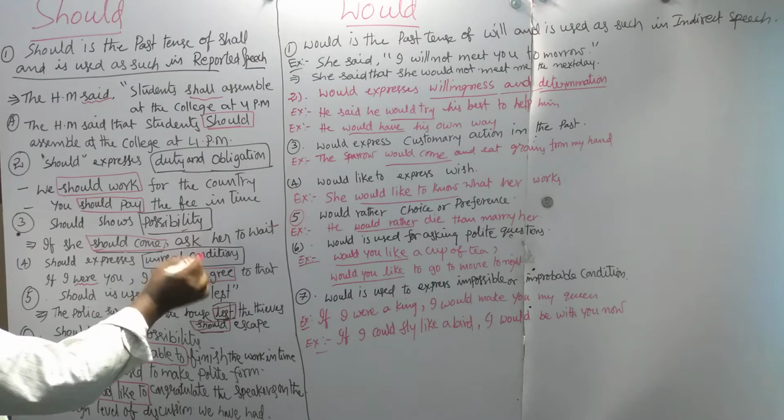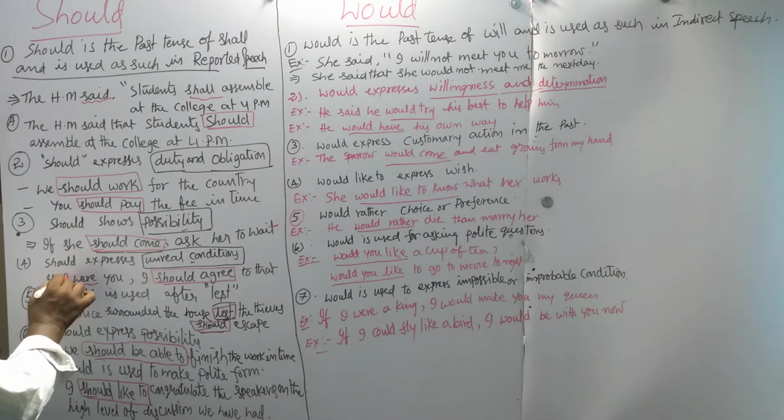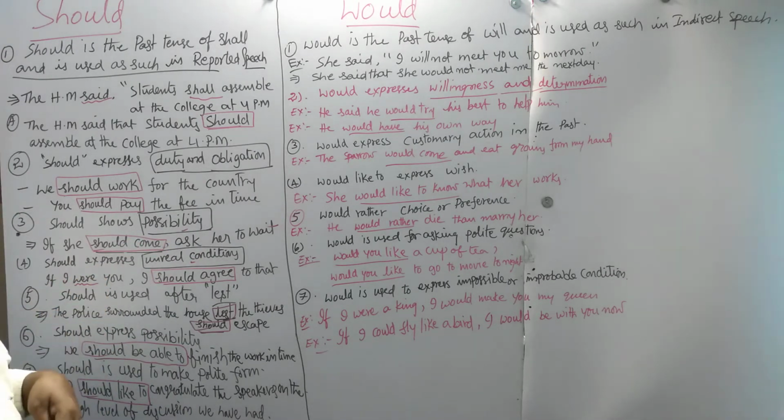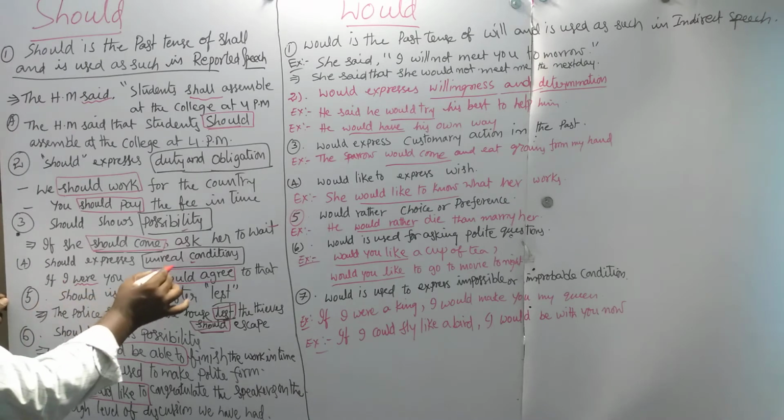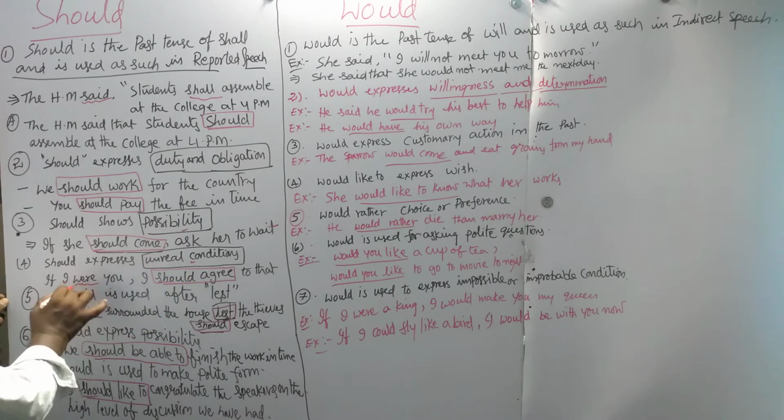To express an unreal condition, that means the other person would not become us, we would not become the other person. It is not possible. For the unreal condition, we can use this. So after I, after he also, we have to use were.